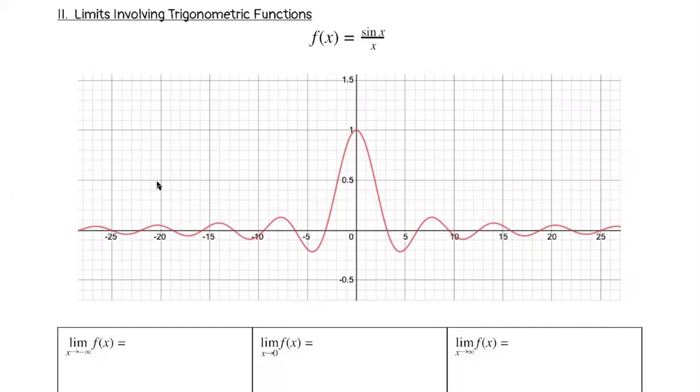But right now we're going to start off our third day of Math 150 by taking a look at limits involving trigonometric functions, okay? And so we're gonna take a look at two specific cases.